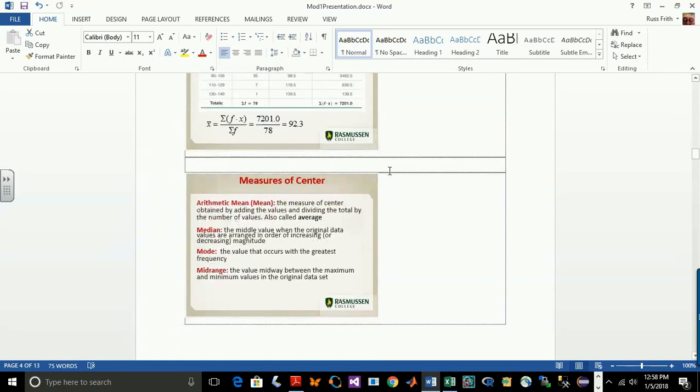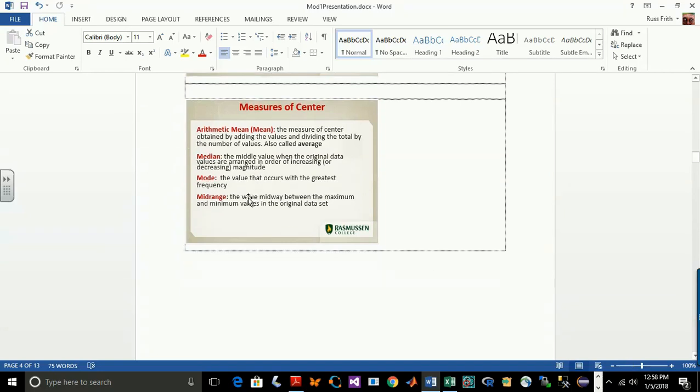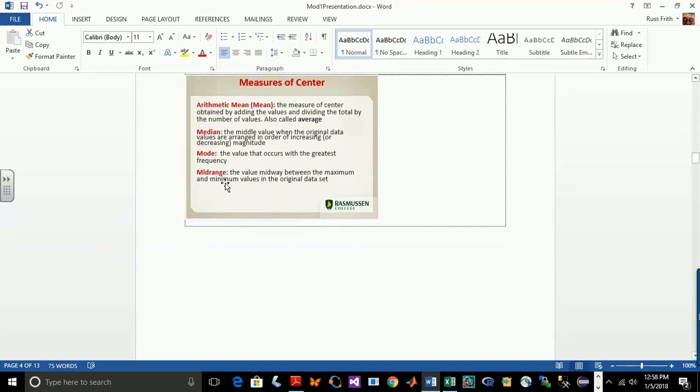Now let's talk about measures of center. Arithmetic mean is the measure of center obtained by adding the values and dividing the total by the number of values. This is called the average. The median is the middle value when the original data values are arranged in order of increasing or decreasing magnitude. Mode is the value that occurs with the greatest frequency, and mid-range is the value midway between the maximum and minimum values in the original data set.